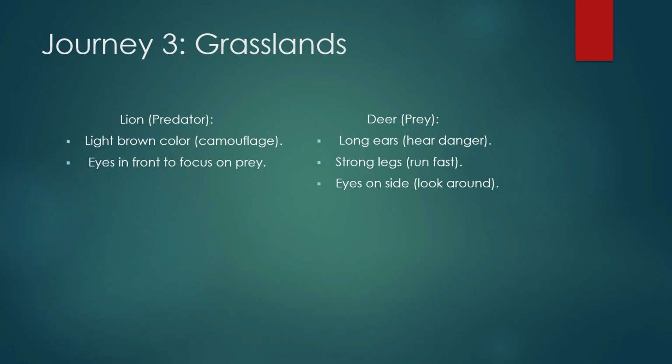The deer needs to save itself. It has huge ears to hear the lion coming. Its eyes are on the side of its head so it can look all around. And it has strong legs to run away fast.